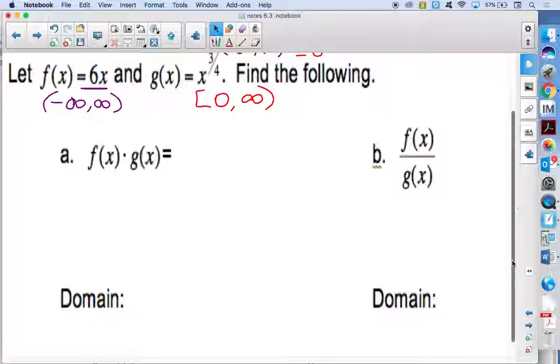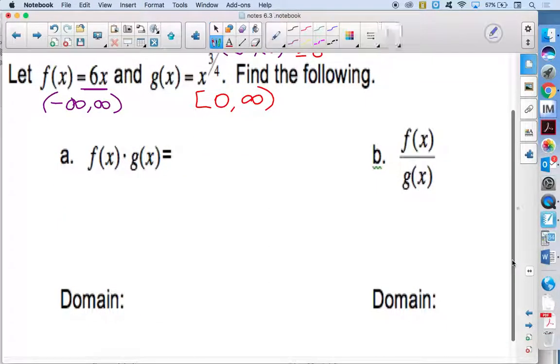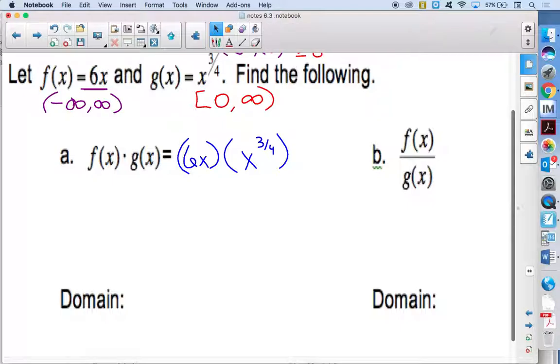So this one says it wants us to take f of x times g of x. So if we're writing this, f of x is 6x, g of x is x to the 3/4. How do you actually multiply these together? Sam, will this become 6x to the 3/4? Or like 6x with 5 to the 4th? You're on the right track, I think. Ethan, would it be 6x to the 7?